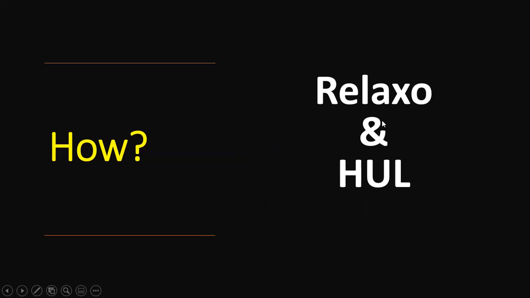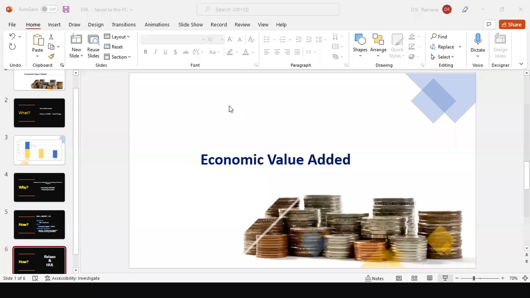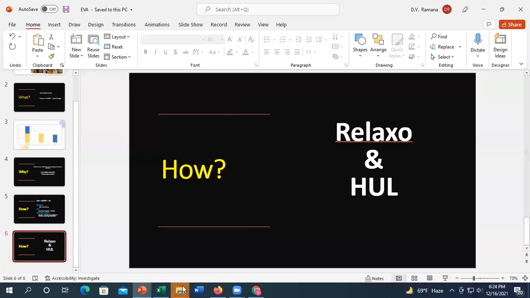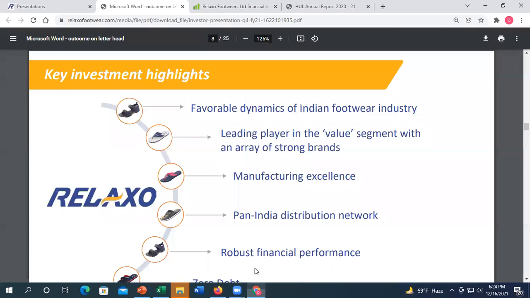One is Relaxo Footwears, the other is Hindustan Unilever. Hindustan Unilever is one such company which has been regularly disclosing and reporting the EVA, whereas Relaxo has not been showing any EVA in their annual report. So let us pick up Relaxo, just randomly picked, a listed company. Both are listed companies in India and both are doing well.